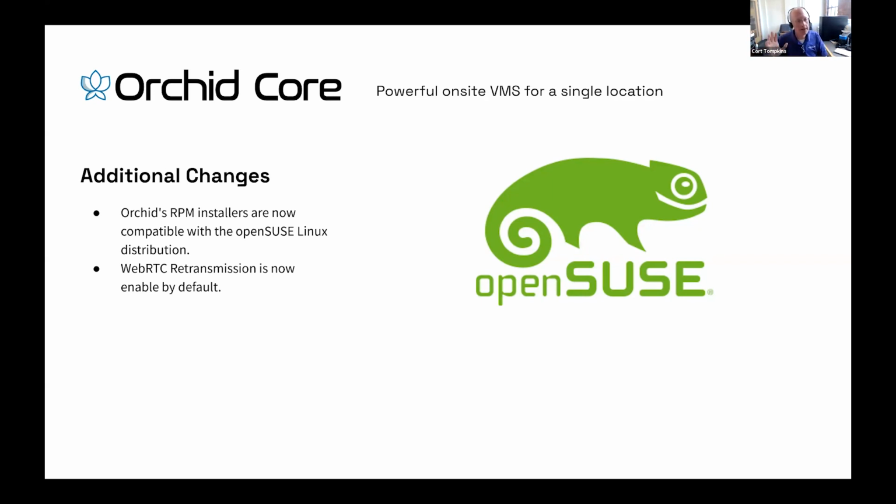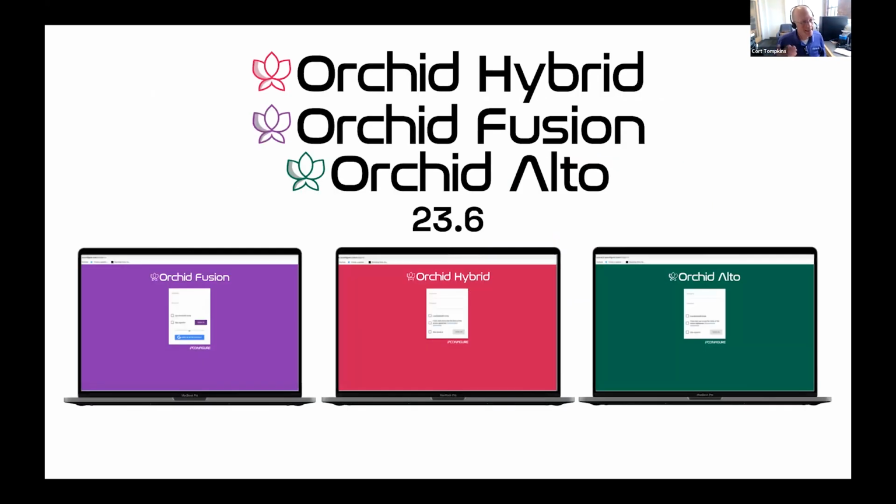So we like to roll that out on a little bit of a trial basis before we turn it on by default for everybody. This WebRTC retransmission has been a great feature for us that improves the reliability of sending video over a slow network. It's been deployed at thousands of locations now since the last release, and we're now enabling it by default for everybody. All right. So that's what's new in Orchid Core VMS.